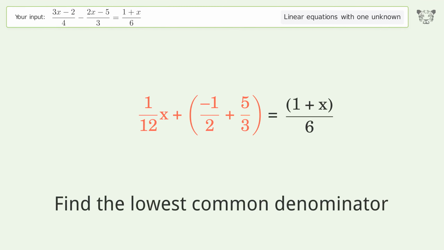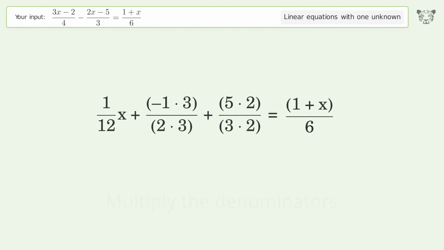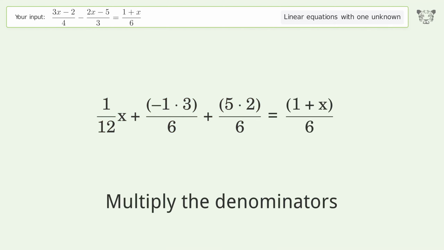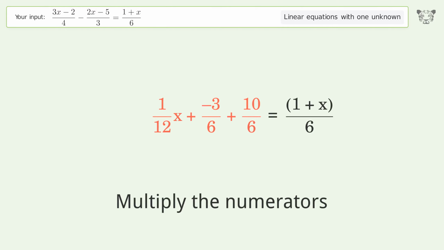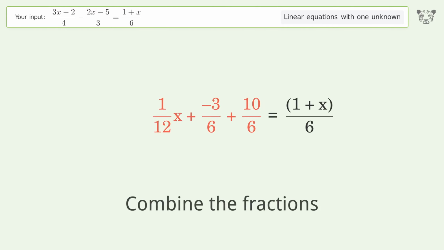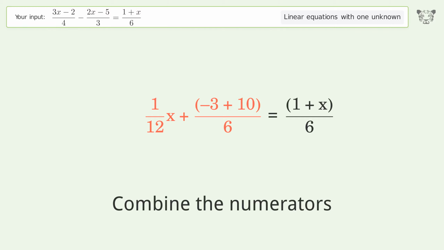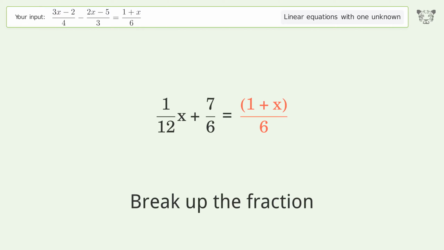Find the lowest common denominator. Multiply the denominators. Multiply the numerators. Combine the fractions. Combine the numerators. Break up the fraction.